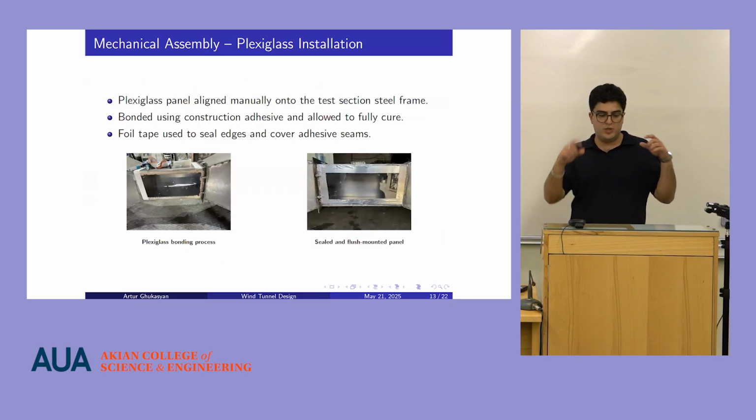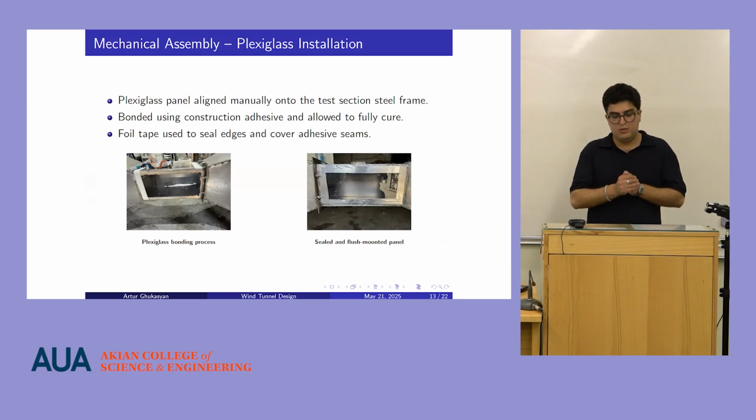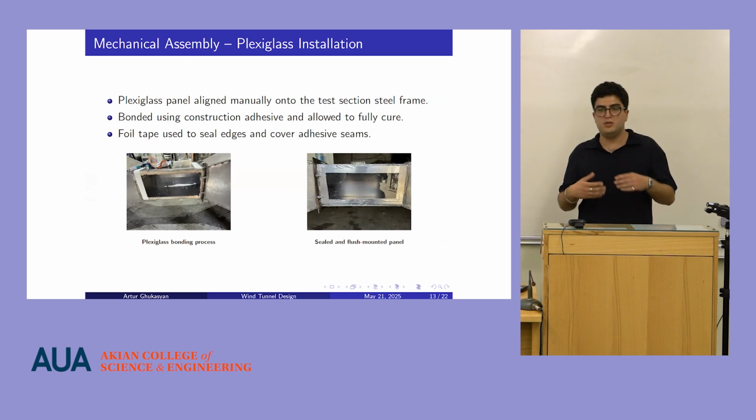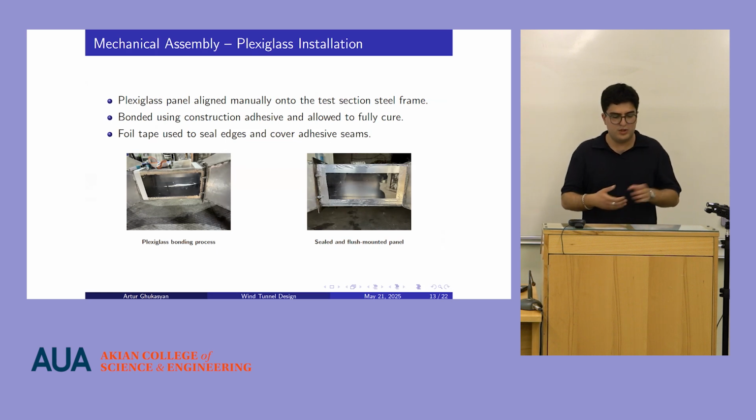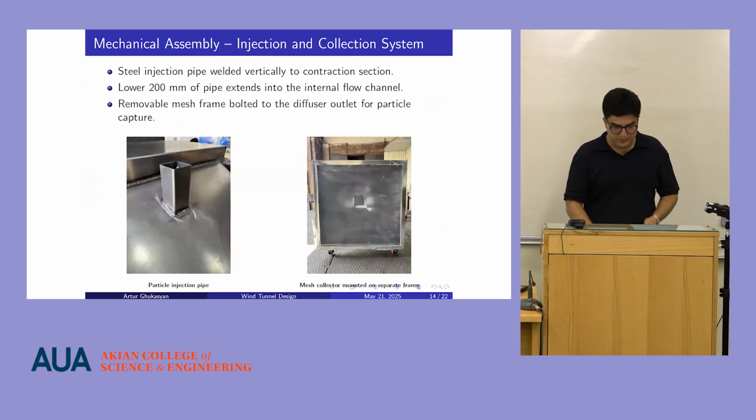Plexiglass panel was manually sealed onto the test section steel frame, bonded using construction adhesive, and it was allowed to fully cure for about a day. And after that, foil tape was used to seal the edges just to cover the adhesive seams visually. The goal was to just visualize the flow from the side.